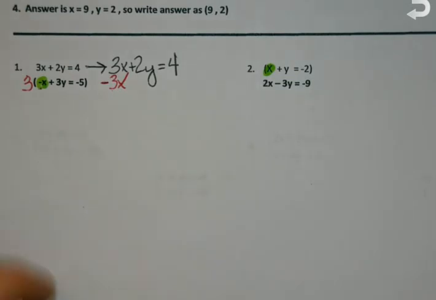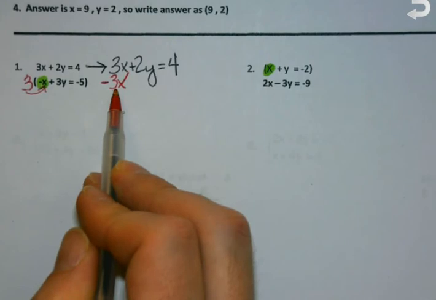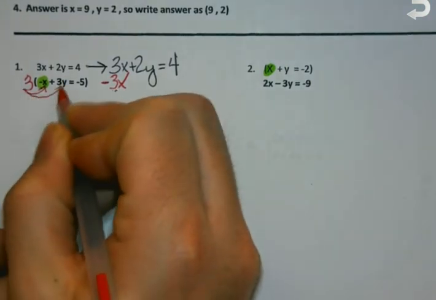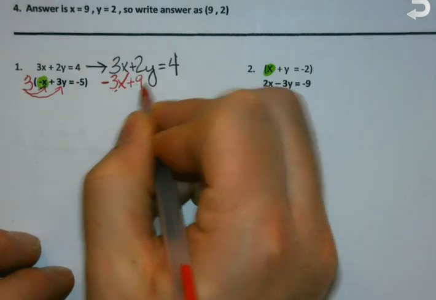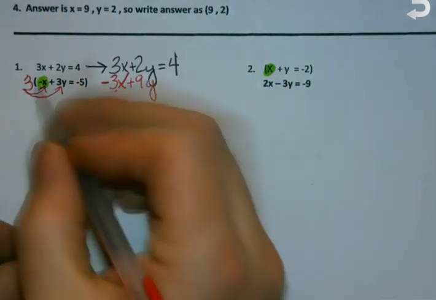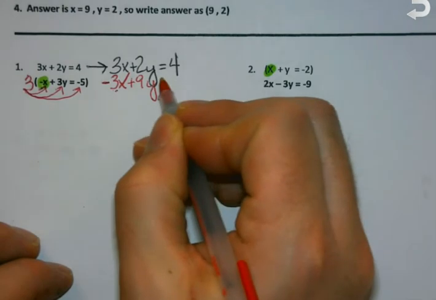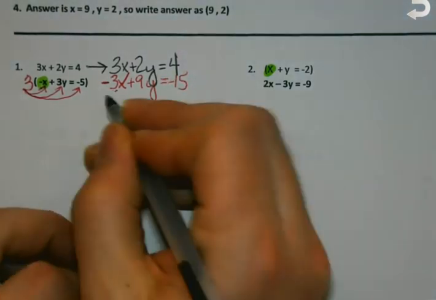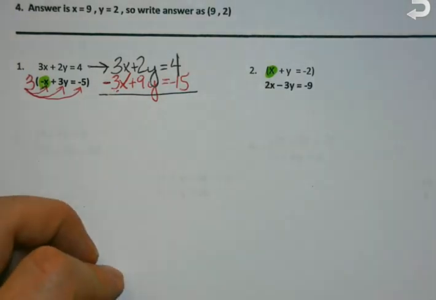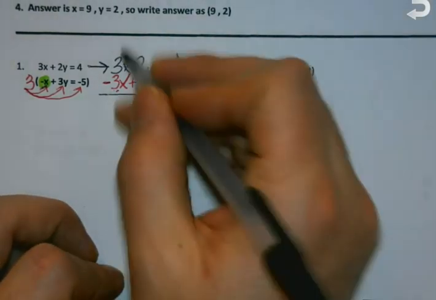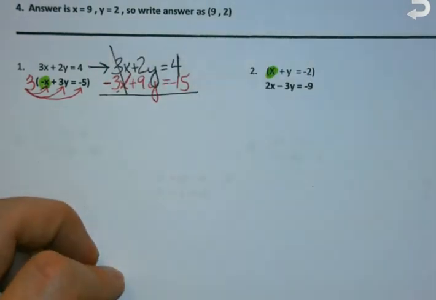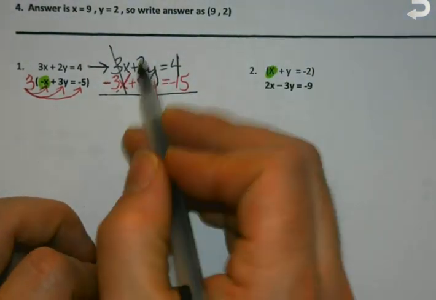So here's how it works. 3 times the negative 1x is negative 3x. Sweet, that's what I wanted, because now I'm going to be able to cancel the x's in a minute. 3 times 3, positive 9y. And 3 times negative 5 is negative 15. By multiplying through by 3 that time, now when I add down, 3x and a negative 3x cancel. That's good. I need to eliminate one anyway.